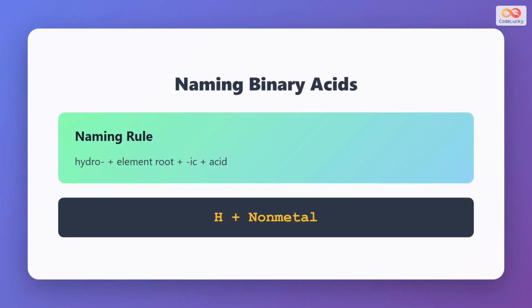Now let's learn how to name binary acids. Binary acids follow a simple and straightforward naming pattern. The rule is, start with the prefix hydro, then add the root of the element name, followed by the suffix ic, and end with the word acid. So the complete formula for naming is hydro plus element root plus ic plus acid. Binary acids are formed when hydrogen combines with a nonmetal element. Let's look at some examples to make this clear.